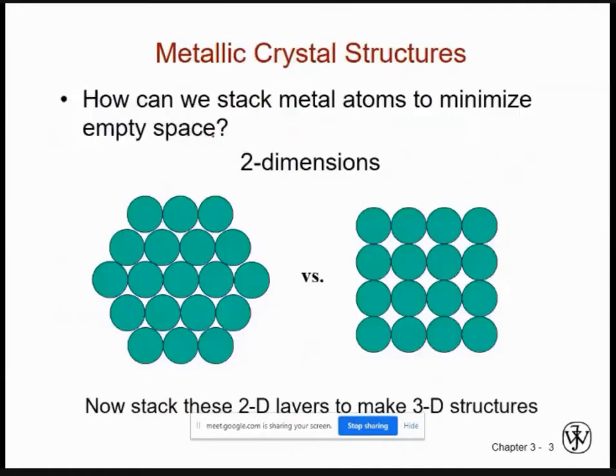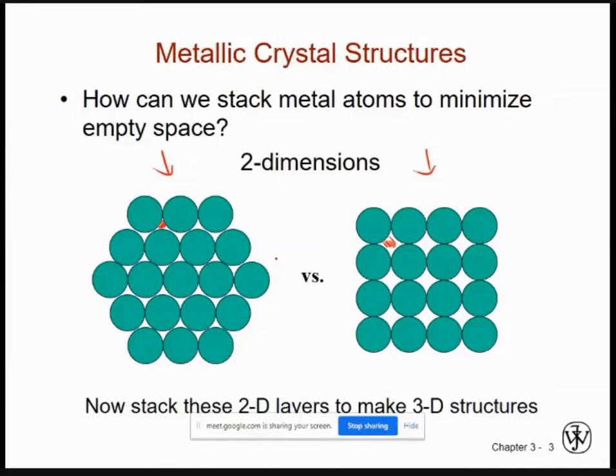Let's continue. So here you see two kinds of atomic arrangements. You can see the difference in how this is stacked together. See here I have less empty space. On the other hand, here I have more empty space. Actually, this will affect the mechanical properties of these two materials.